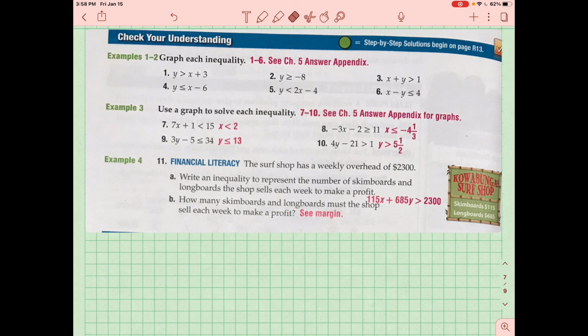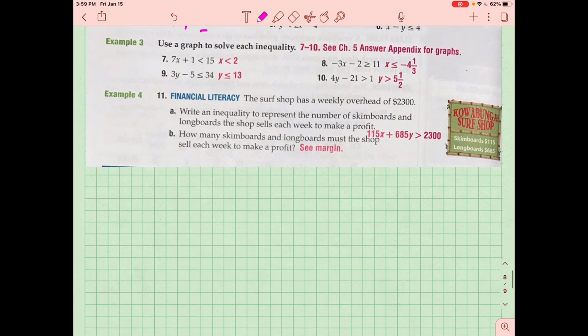Okay, let's do some check your understanding problems here. So if we are asked to graph each inequality, we will do something like y is greater than x plus 3. We will graph y-intercept and slope. So that one's not too bad. Y-intercept and slope. This one is interesting because it doesn't have much going on. So let me show you what that looks like.